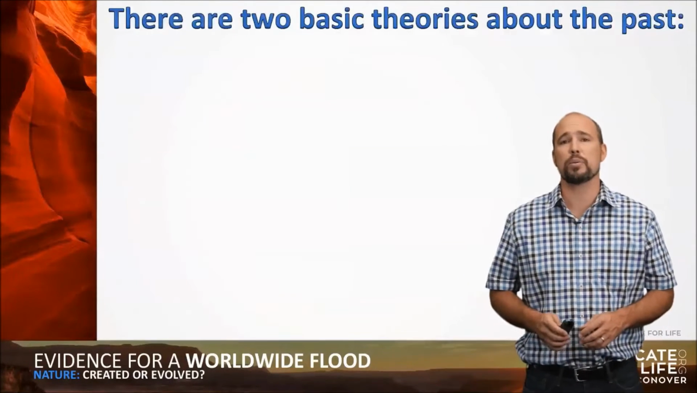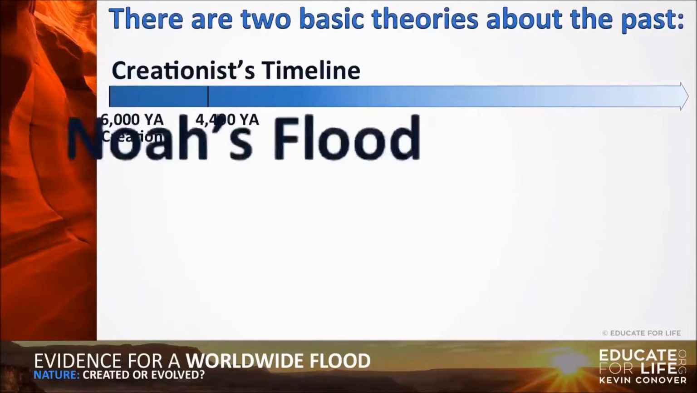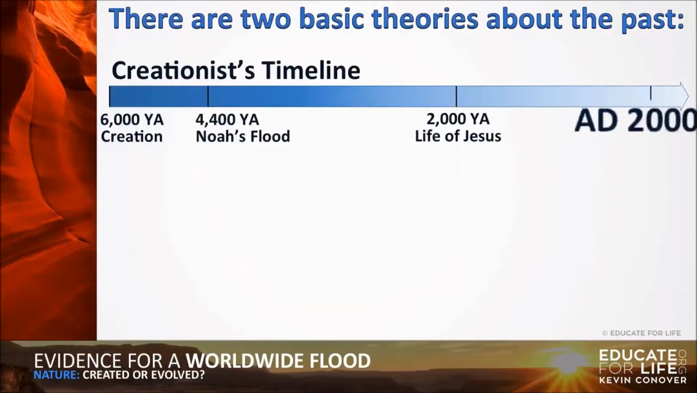So the two basic theories about the past go like this. In a creationist timeline, everything was created about 6,000 years ago. Okay, that was when creation started. About 4,400 years ago, there was a what? Take a wild guess. A flood. Has to do with the topic of this class. Very good. If you said Noah's flood or a worldwide flood, you are correct. About 2,000 years ago was the life of Christ, and here we are today.